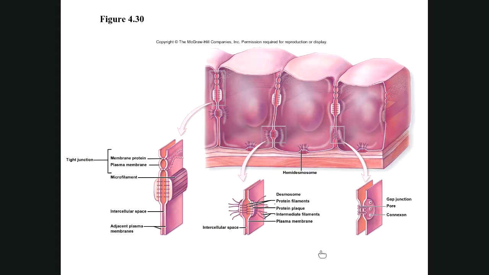And the last of the cell membrane junctions will be the gap junctions. Our gap junctions are a communicating junction between adjacent cells. Our gap junctions are going to allow things to pass from one cell into a neighboring cell. Certain things that can pass through will be ions, sugars, and small molecules.